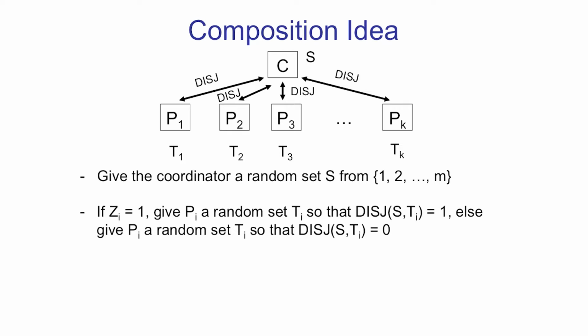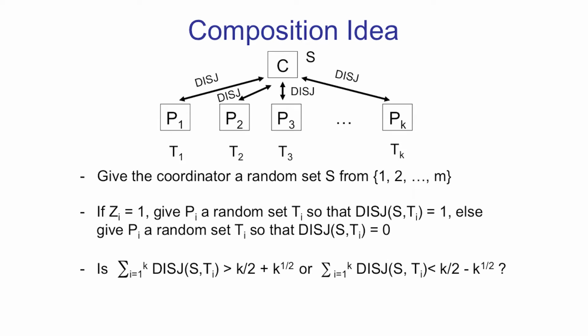And what is this composed problem? Well, we're going to ask the following. Is the number of disjointness instances between the coordinator set S and the player set ti that evaluate to 1 at least k over 2 plus root k? Or is the number of them that evaluate to 1 at most k over 2 minus root k?